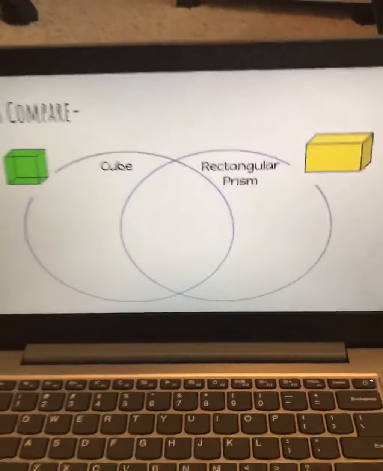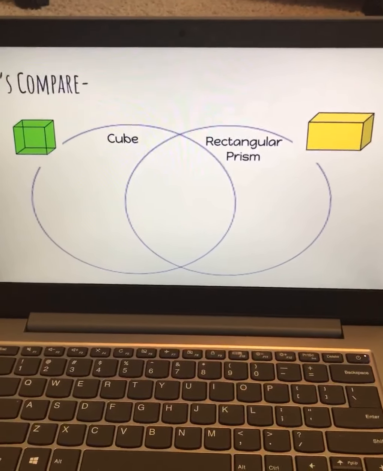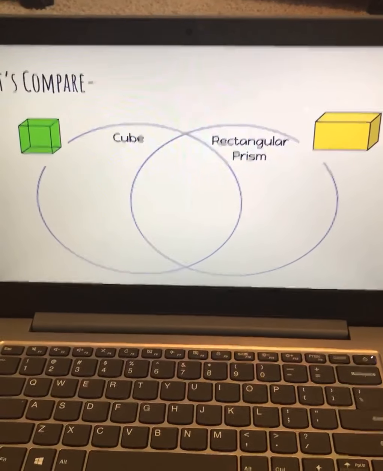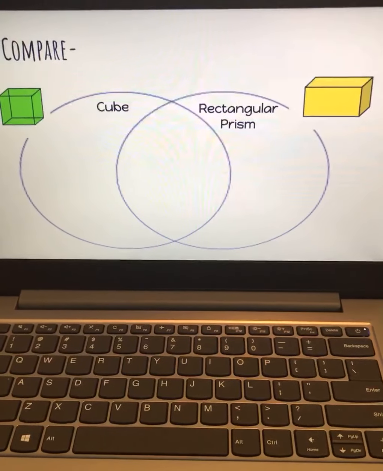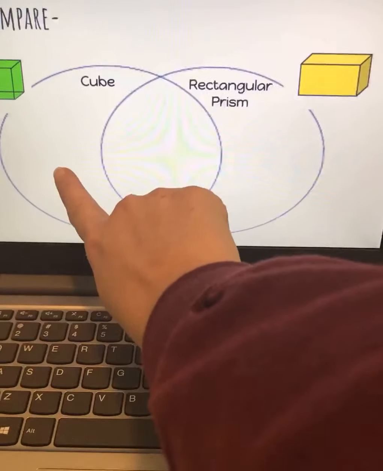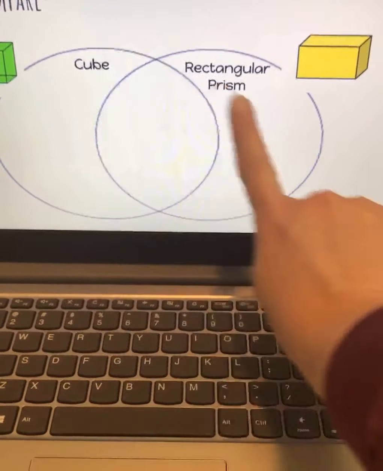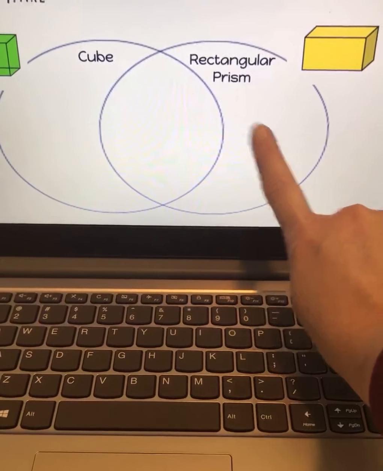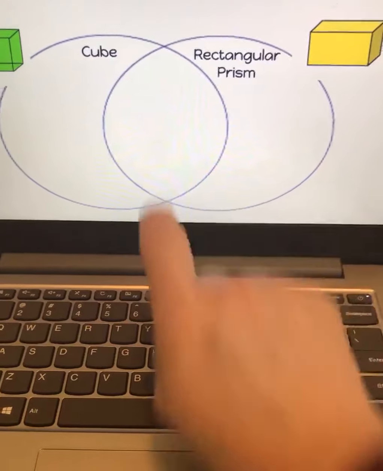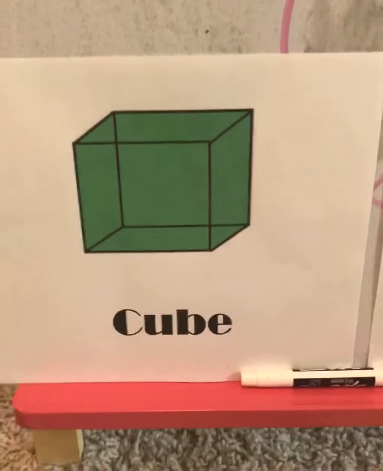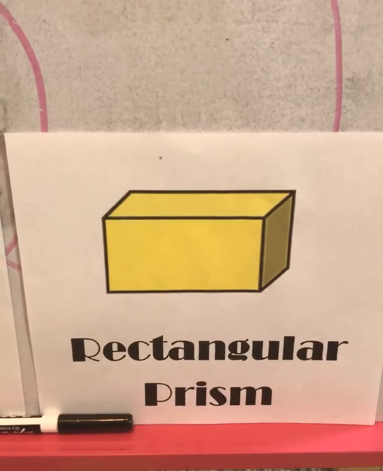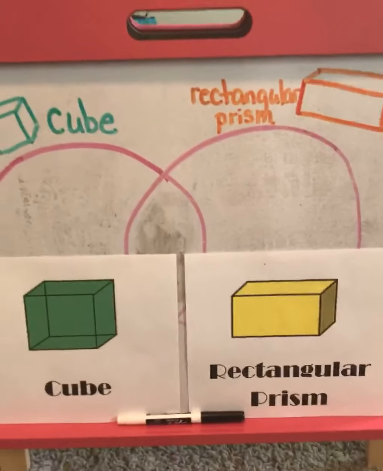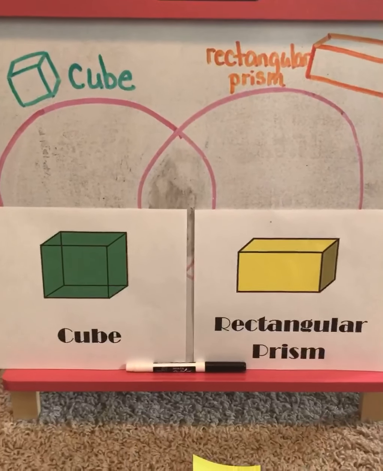So let's do a little comparison between two of our 3D shapes, a cube and a rectangular prism, and talk about how they're the same and different. And this is a Venn diagram. We've done this in the classroom. These parts will represent what applies just to a cube. This is what applies just to a rectangular prism. And this inside part where they overlap is what they both have in common. So let's take a closer look at a cube. So here's an example of a cube here, and here is an example of a rectangular prism. And let's think for a moment about what these shapes have in common and what is specific to each one.